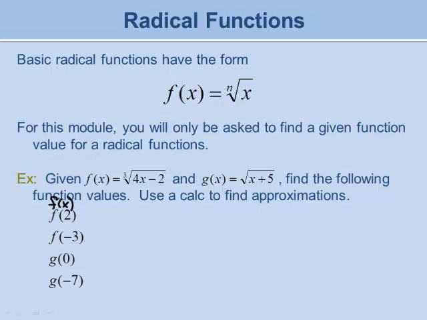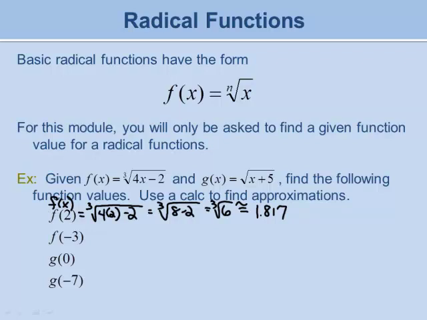So the value that's in your parentheses is simply the number they want you to put in for x in that function. So f of 2 then would be the cube root of 4 times x, but now x is 2. So 4 times 2 minus 2, which would be the cubed root of 8 minus 2, which is the cubed root of 6. And notice the problem says to use a calculator to find approximations. And so if you found the cube root of 6 on your calculator, that would be equal to approximately 1.817 to the thousandths decimal.